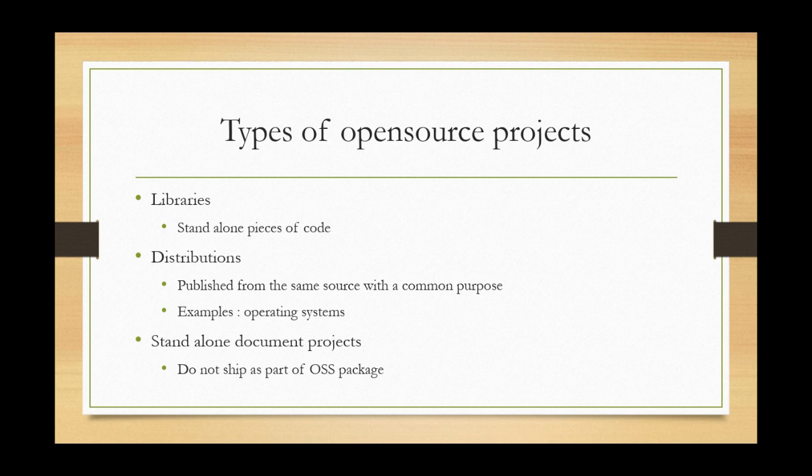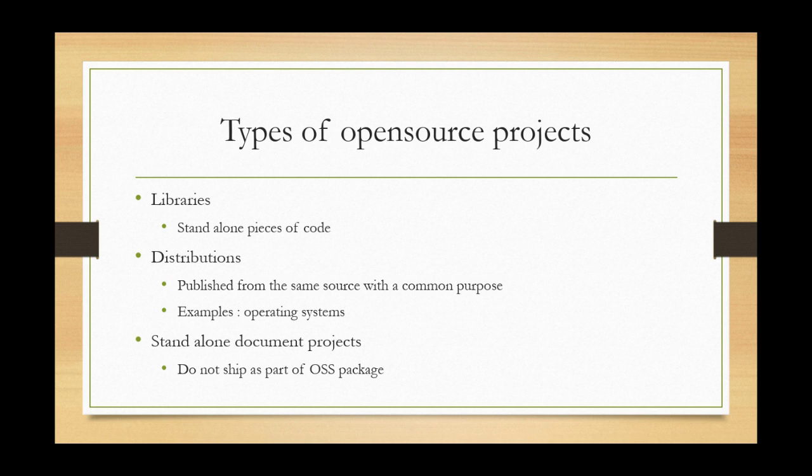We have another type of open source project, that is distributions. Distributions are collections of software that are published from the same source with a common purpose. So it's a collection of software. You start with one software, then a number of softwares can be produced from that same source.